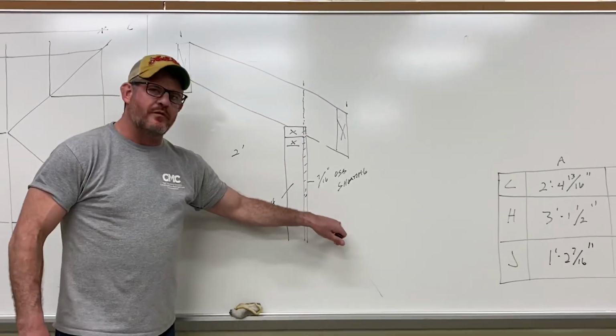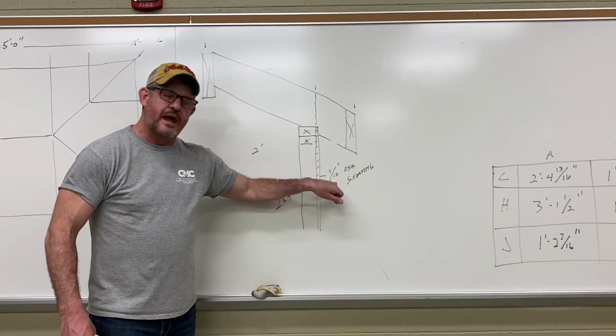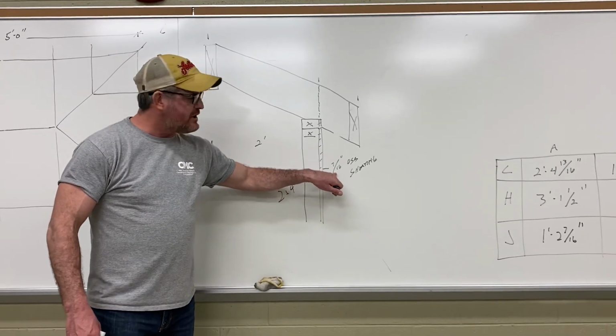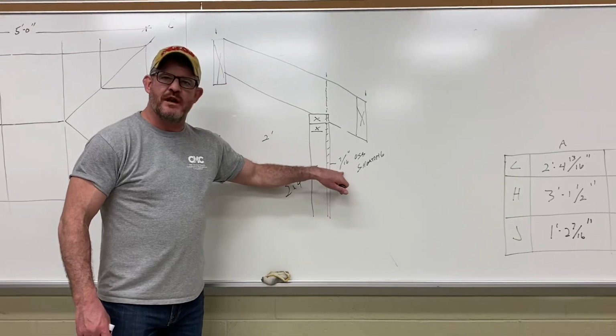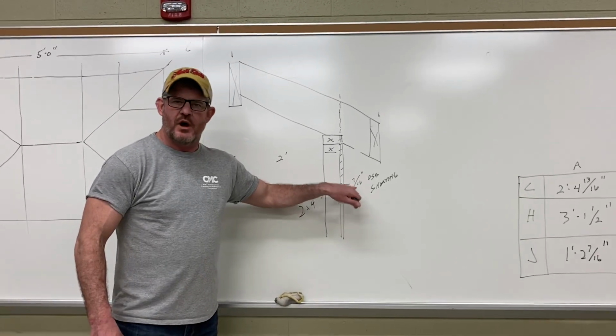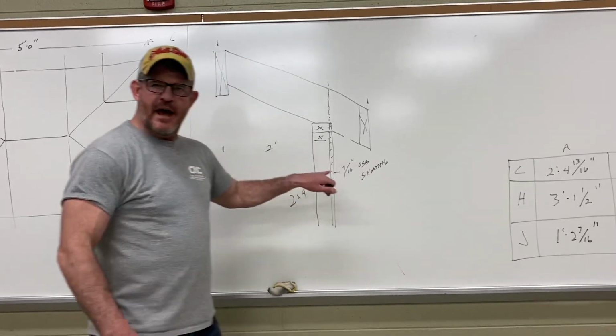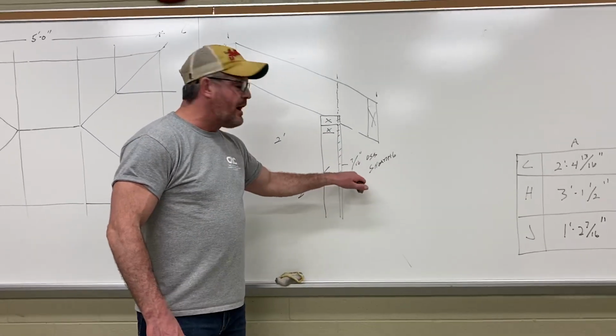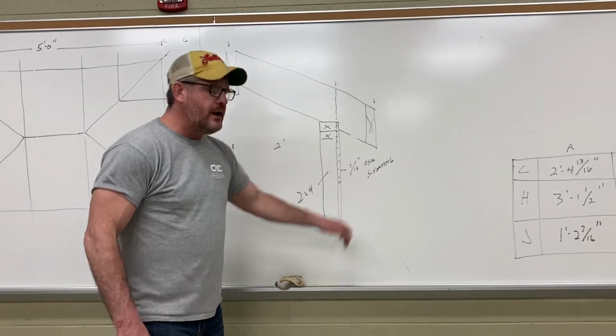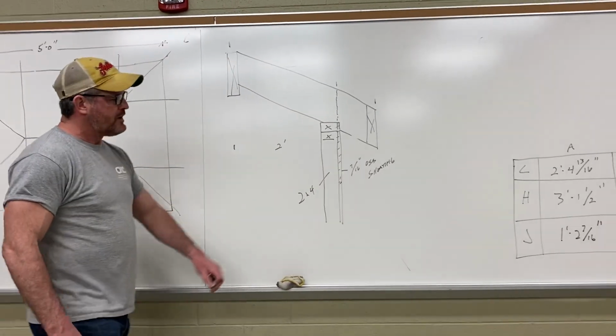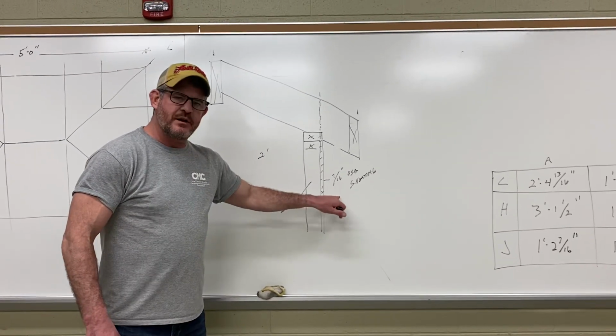Why do I wait for my layout? Could I figure that out right in my math? Yes, I could. But do we always use 7/16 sheathing? No, we don't. There's all kinds of options for sheathing. I could have 5/8, 3/4, 1/2 inch. So we don't worry about that until we do our layout. But again, we're ultimately talking about the same thing.